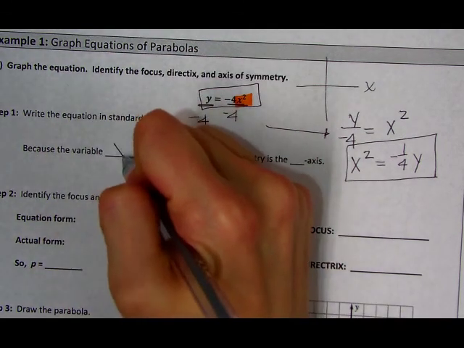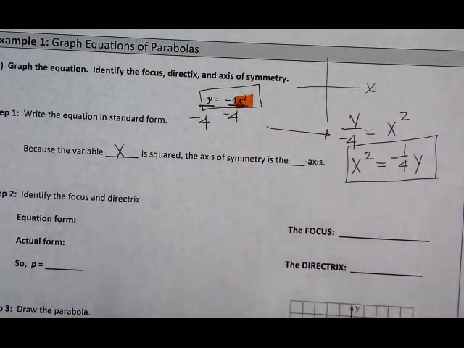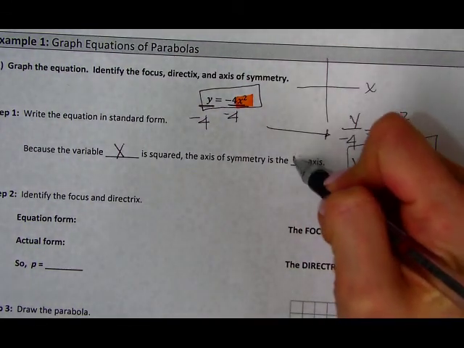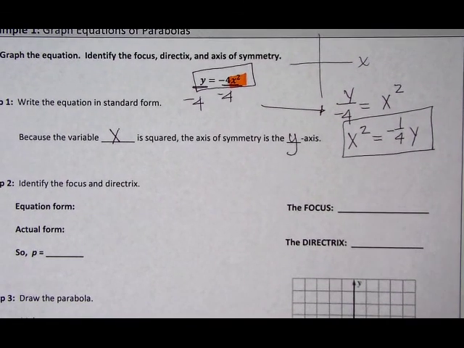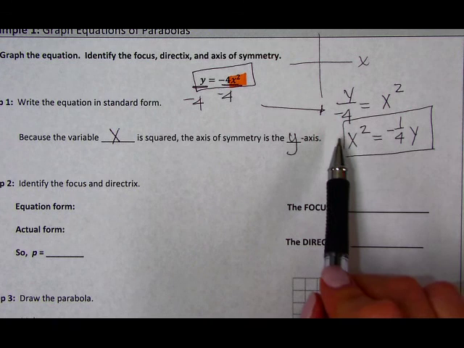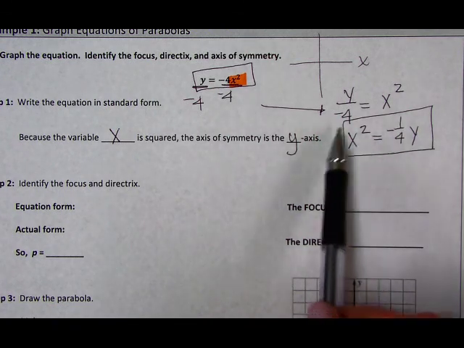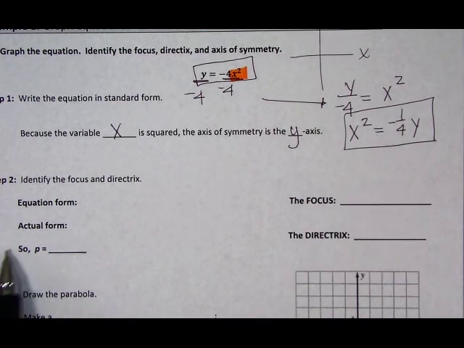So because the variable x is squared, the axis of symmetry is the y-axis. Okay, so that part, it's not that important to know that, because if you can get your equation in standard form, we should be able to go from there and be able to graph it with not a problem. So step 2 is I'm going to take my actual form. This is the actual form that I got, and I'm going to move down to step 2.